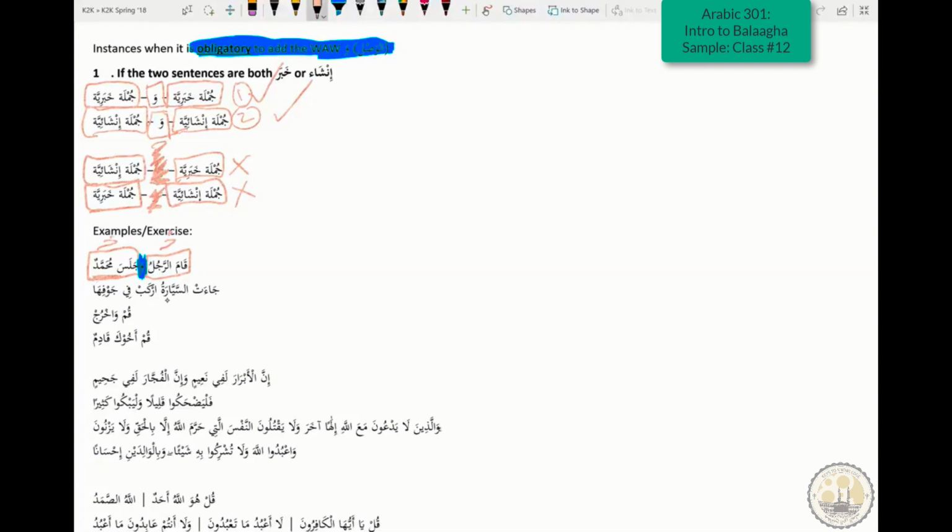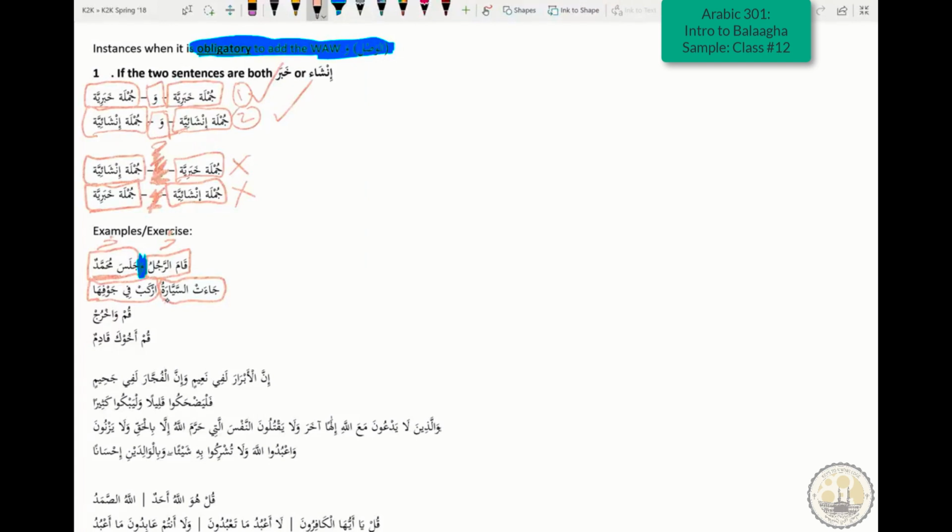طيب. Now, what about the second example? جاءت السيارة اركب في جوفها. The car arrived, or the car came. Go inside the car, basically. في جوفها. طيب, the first sentence is what? جاءت السيارة. Right? The second sentence is اركب في جوفها. All right, so we've identified the two sentences. Mumtaz. Now we have to see whether these sentences are khabari or insha'iyya.